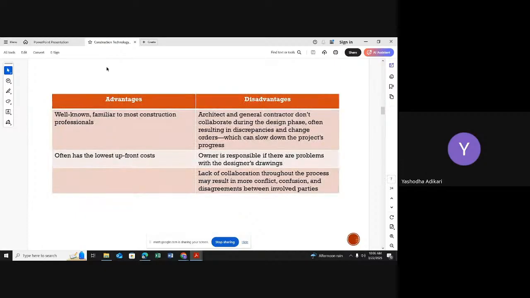In this method also, there are some advantages and disadvantages. As an advantage, I can say it is well known and familiar to most construction professionals. It often has the lowest upfront cost. Another advantage is that after completing the design work, you are selecting another person for the construction activities.